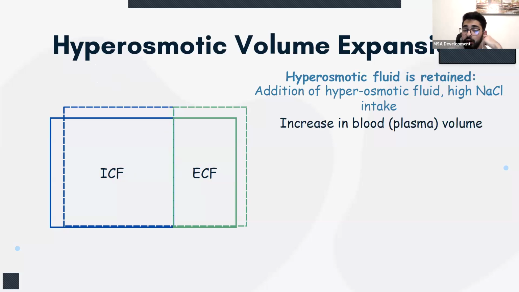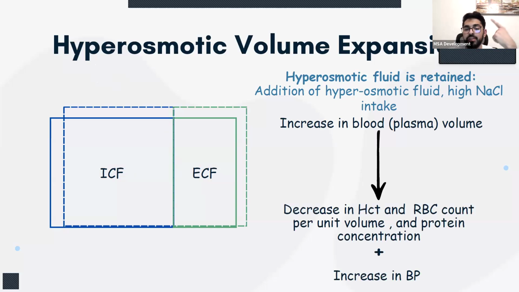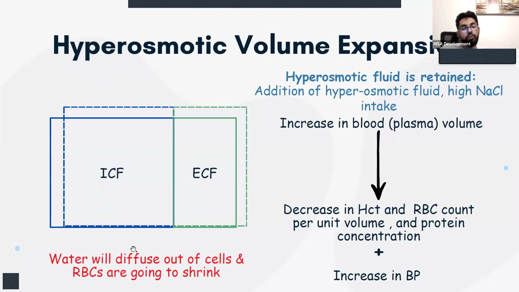In this case, just your typical increase in blood volume, we're going to have a decrease in hematocrit, a decrease in RBC count, and a decrease in protein concentration, in addition to an increase in blood pressure. What happens here is that ICF fluid is going to move from inside the cells to outside the cells. So what effect is that going to have on the RBCs? They're going to shrink, okay? The water is going to diffuse out of the cells, and RBCs are going to shrink. This is not going to be significant because the hematocrit is going to decrease anyways, even if they did not shrink, okay?